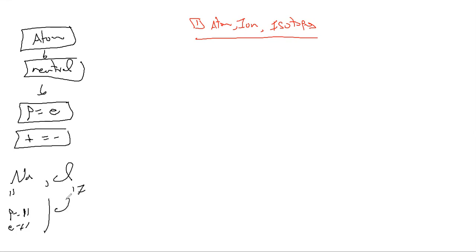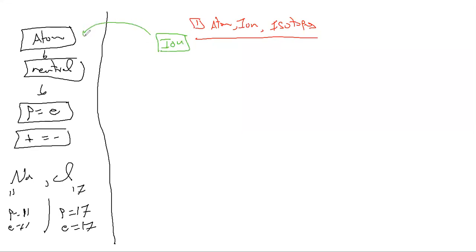While in case of ion, it will be different. Also in chlorine, you will find that protons equal 17 and electrons equal 17. So an atom is electrically neutral. It means that the number of positive charges equals the number of negative charges, and the number of protons equals the number of electrons.